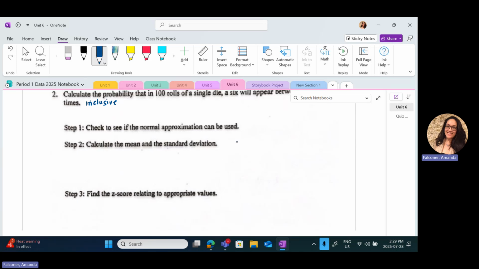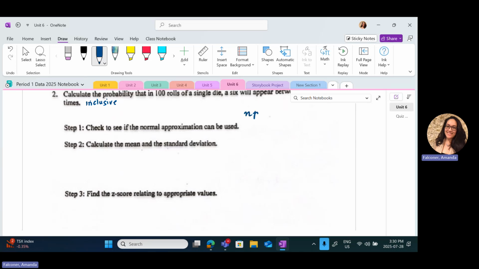Step 1, check to see if we can use the normal approximation. Even before this step 1, I'm thinking, yeah, this makes sense. I'm rolling a die. My first outcome on the die is not going to affect my second outcome. I want 6 to happen, so rolling a 6 is the success. They're independent Bernoulli trials. And it would be very difficult to go between 10 and 20. I'd have to do the formula 10 times and then add them all up. So we're going to use normal approximation.